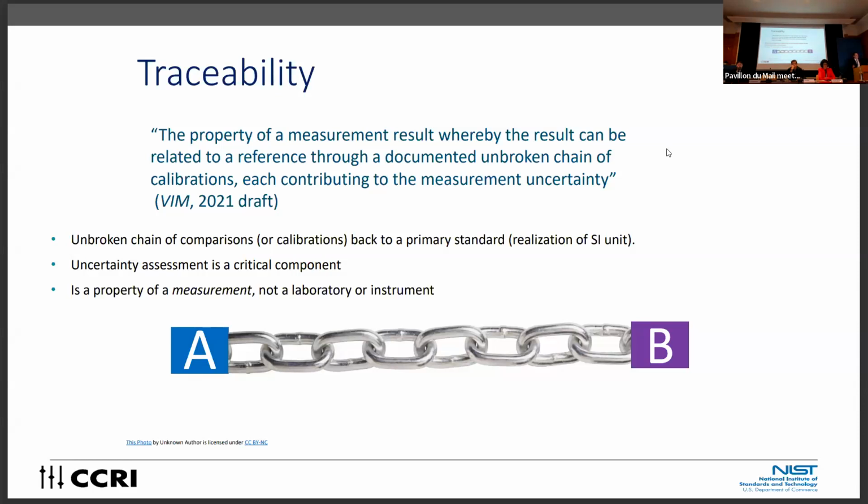The first is that you have an unbroken chain of comparisons or calibrations back to a primary standard. And by a primary standard, we're talking about a realization of a particular SI unit. In our case, for activity measurements, we're talking about the becquerel. An uncertainty assessment is a critical component of having traceability. If you're not able to assess the uncertainty at each step in your traceability chain, you don't have a valid traceability chain. And then it's a property of a measurement, not a laboratory or instrument.